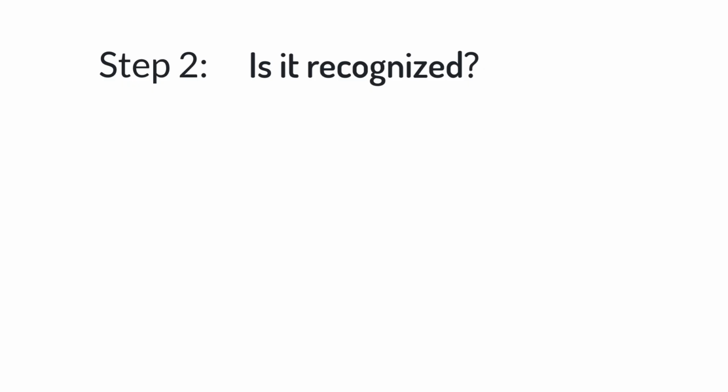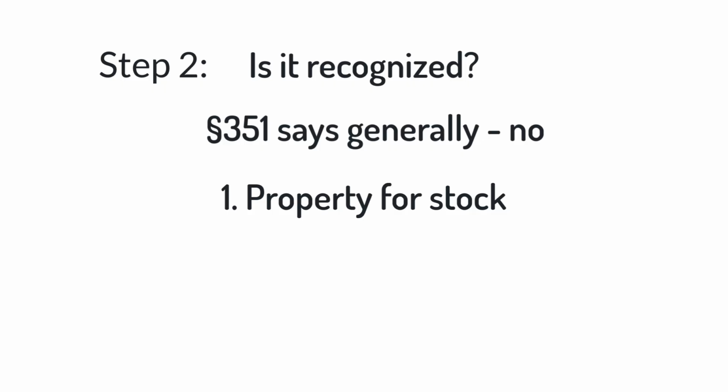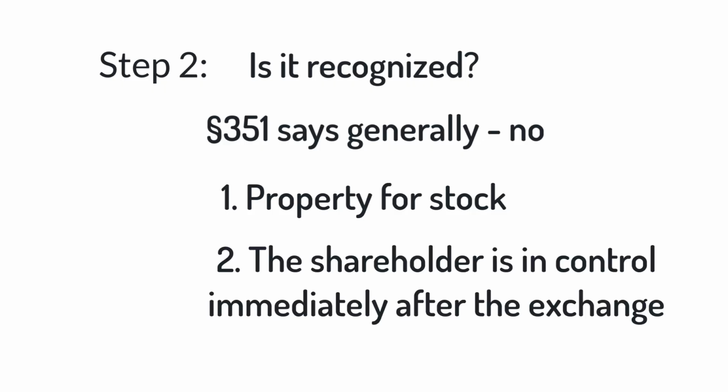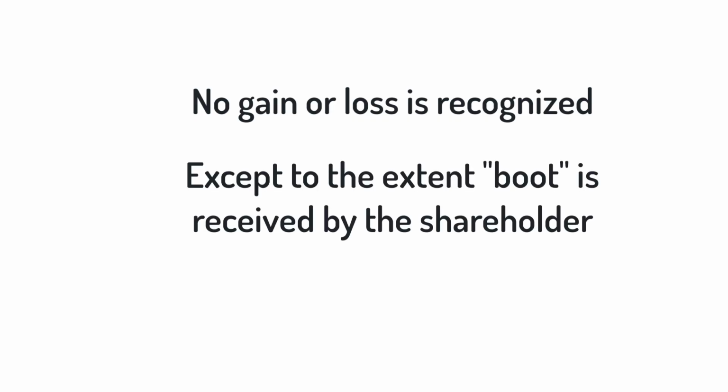Step 2 in evaluating a property transaction is to determine if the realized gain or loss is recognized. For an incorporation, Section 351 says generally no if it's an exchange that's property for stock and the shareholder is in control immediately after the exchange. In this example, that appears to be the case, so Section 351 should apply. But we also know under Section 351 that no gain or loss is recognized except to the extent that boot is received in the transaction by the shareholder.